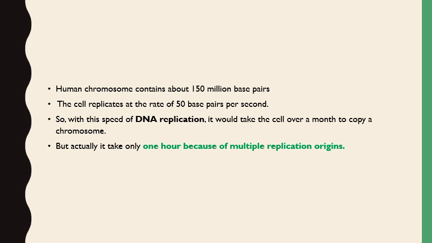But there is a process for the compensation: there are multiple origins of replication within the chromosome. So it is not like there is only a single point of replication in the whole chromosome. There are multiple points of replication. So when the replication at all of these points is completed, we can say the whole chromosome is duplicated.